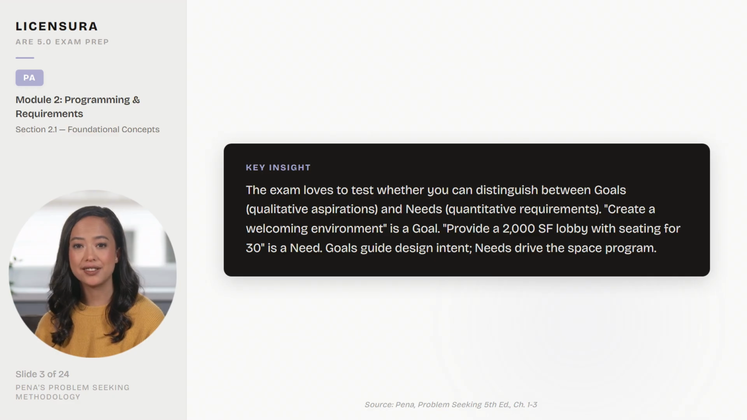Here's the key insight. The exam loves to test whether you can distinguish between goals, qualitative aspirations, and needs, quantitative requirements. Create a welcoming environment is a goal. Provide a 2,000 SF lobby with seating for 30 is a need. Goals guide design intent. Needs drive the space program.